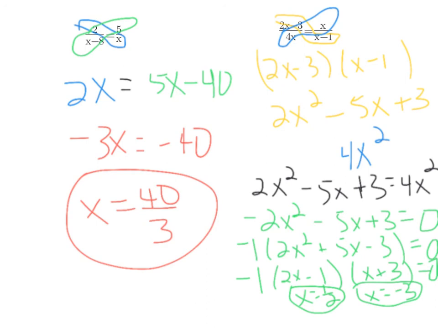Now if I look, I can plug in both 1/2 and negative 3 and not get a denominator of 0 in either of my rational expressions. Therefore, there are no extraneous solutions here. Please take a moment to pause this video, record these examples in your notes, as well as any questions that you may have on solving rational equations.